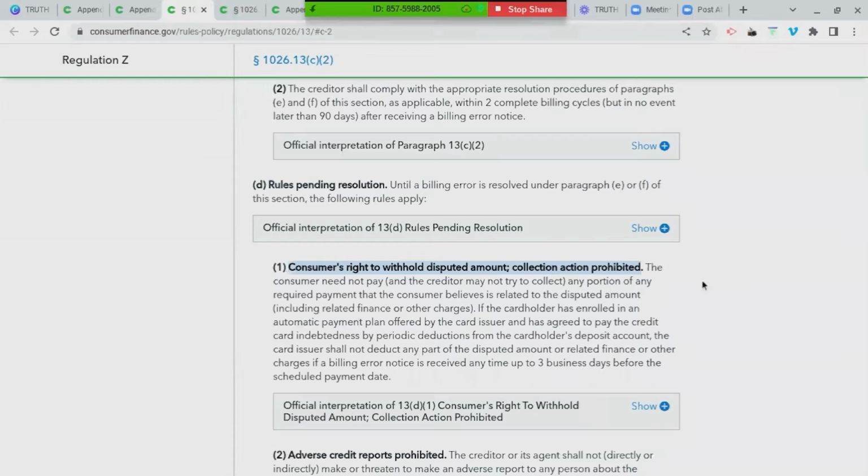But anyway, so you, the consumer, need not pay, and the creditor may not try to collect any portion of the required payment that the consumer believes is related to the disputed amount, including any related finance or other charges.